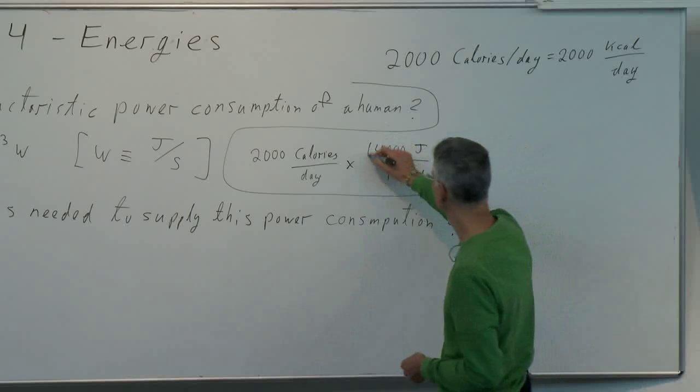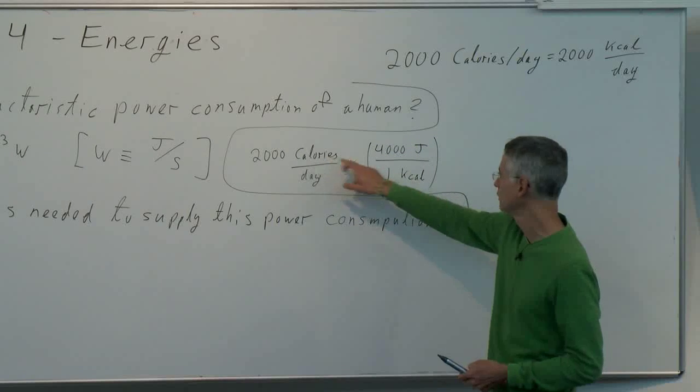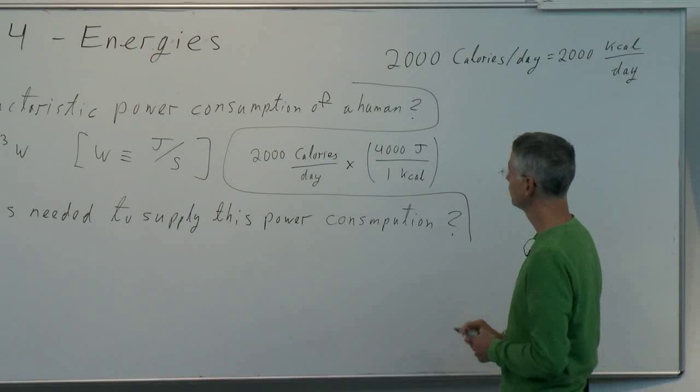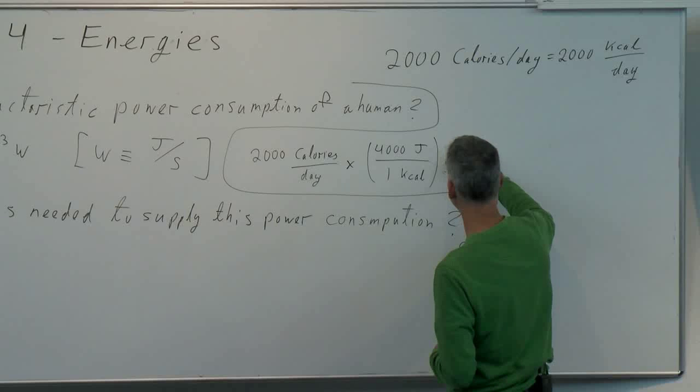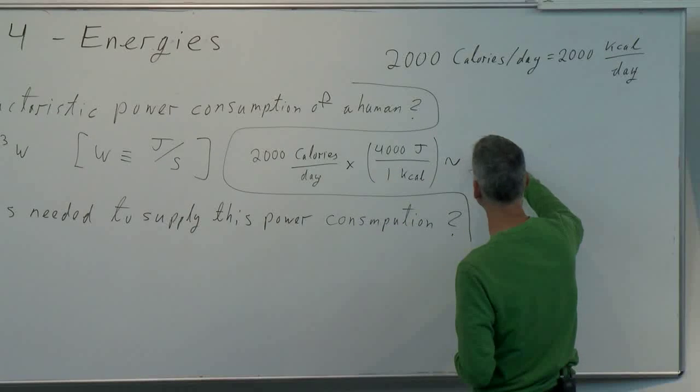Okay, so this is multiplying by 1, as we love to do. So these calories and kcalories, which are the same thing, fall away, and I would have joules per day, right? So that brings me to what? This is roughly how many joules per day? About 10 to the 7.